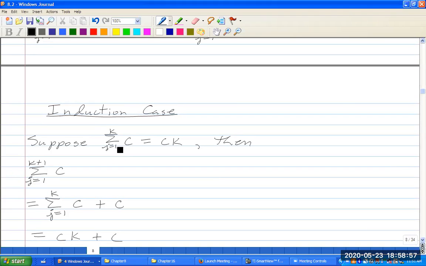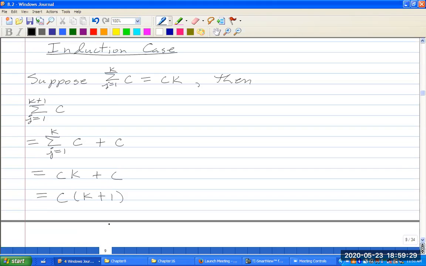Suppose the sum for j equaling 1 to k of c is c times k. Then let's determine what happens when I replace k by k plus 1. So the sum j equaling 1 to k plus 1 of c is equal to the sum j equaling 1 to k of c plus, well, the last term, which is just c. But this, by the induction hypothesis, is just c times k. I can factor out a c, and I just get c times k plus 1. But now, if I look here, this is the same formula if I replace k here by k plus 1.